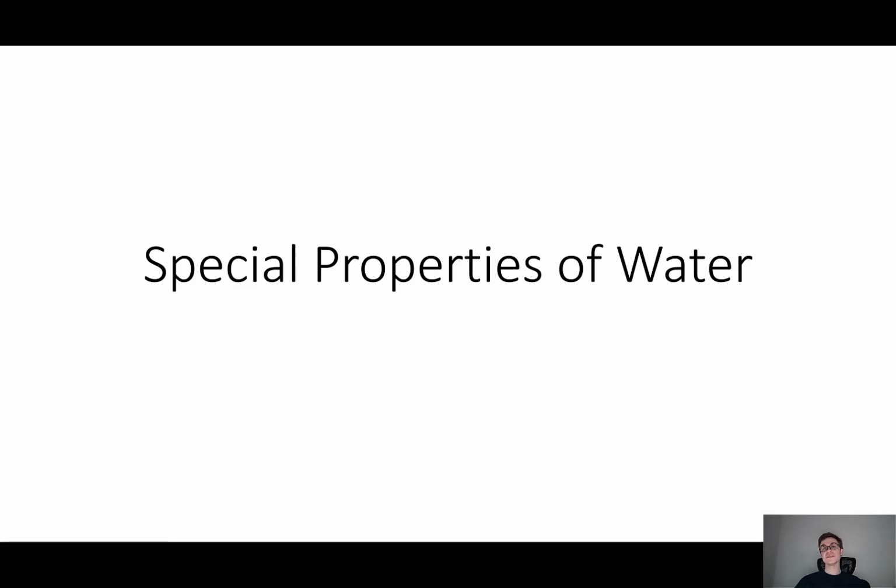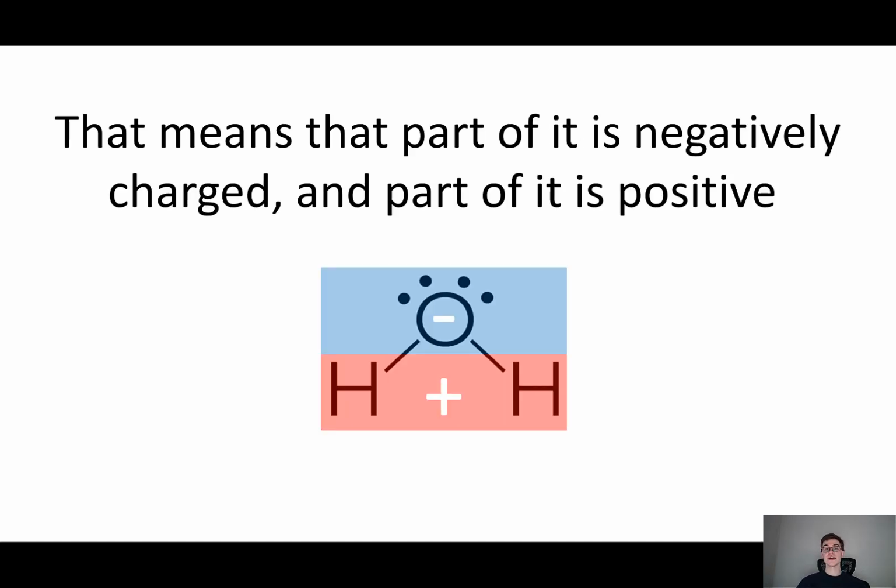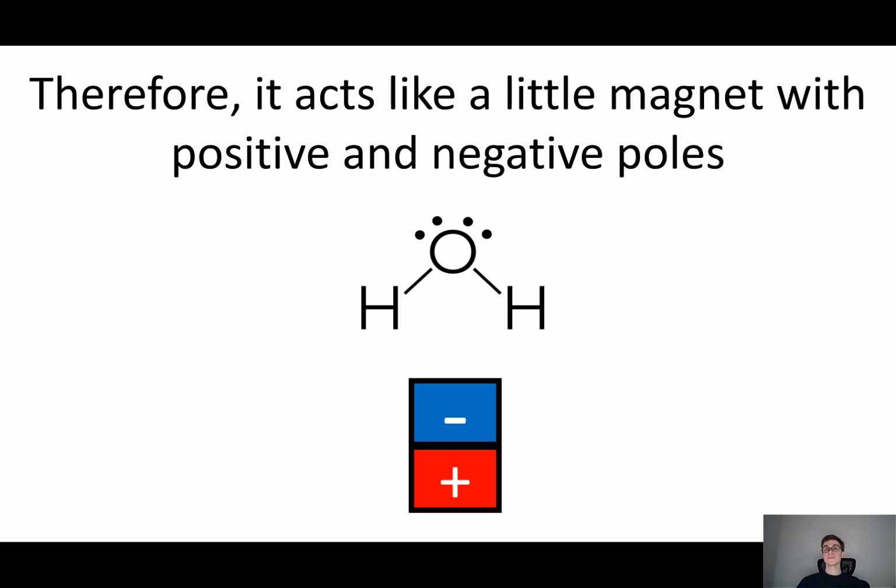Hello. In this video, I'm going to try to explain to you some special properties of water. Water is extremely polar, and I have a video about that. But basically it means that one part of the water is negatively charged, and another part of it is positively charged. Therefore, it's going to act like a little magnet with positive and negative poles instead of north and south poles.